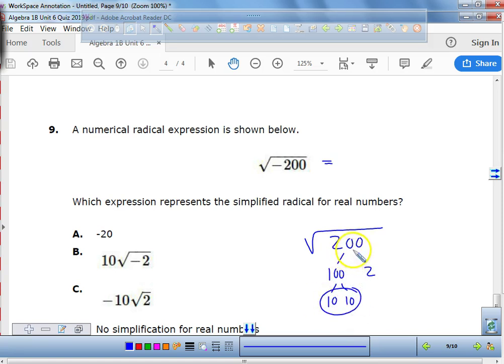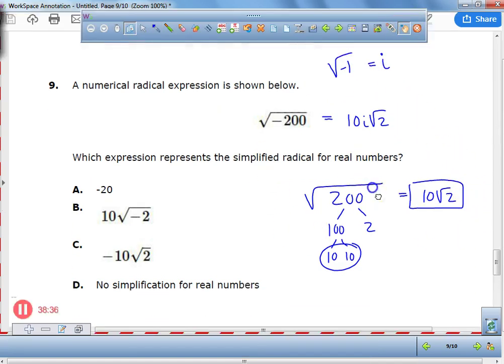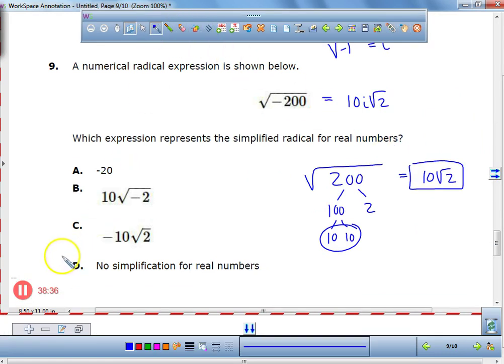So if I said, what's the square root of 200? Your answer would actually be 10 radical 2. What makes this a non-real answer? Because there's a negative. However, the answer for algebra 2 would be 10i radical 2 because the square root of negative 1 is equal to the imaginary number called i. And you're not going to get that until algebra 2. So the answer for problem number 9 is D. No simplification for real numbers.